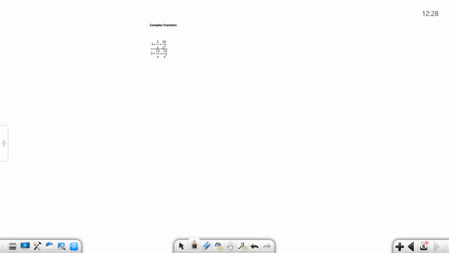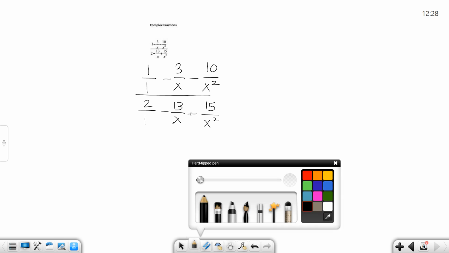Okay, here we have a complex fraction. I'm going to write all 6 of these terms as a fraction. So I'm going to turn this whole number 1 into a fraction, 3 over x, and 10 over x squared. Turn this 2 into a fraction, okay? Now what you see here is that we have a fraction inside of a fraction. So we have 6 little bitty fractions in one great big fraction, and we want to get rid of that.